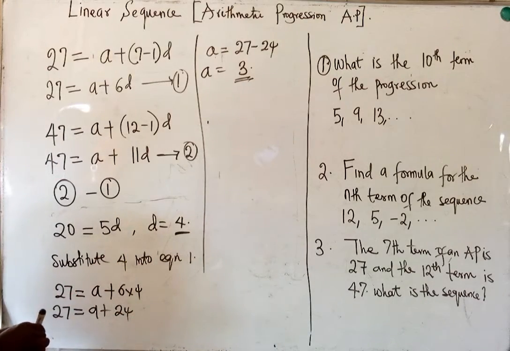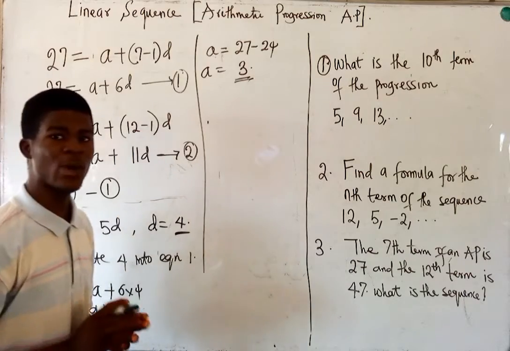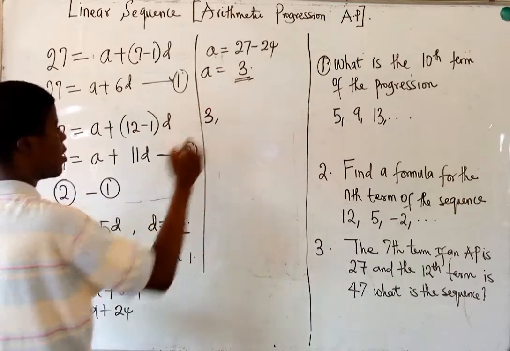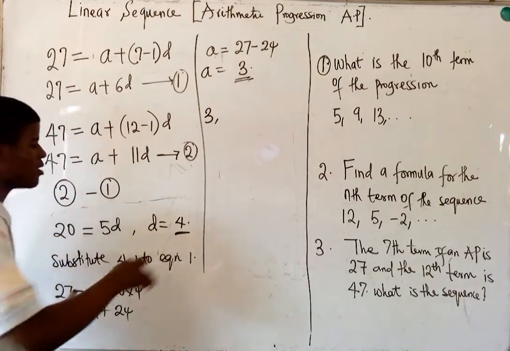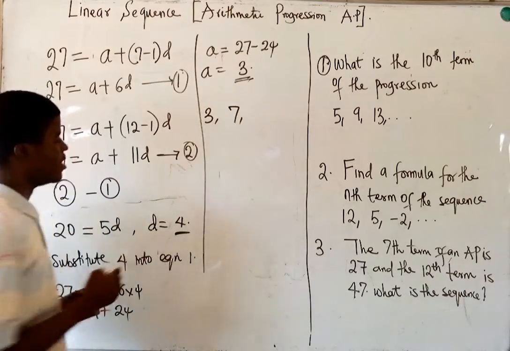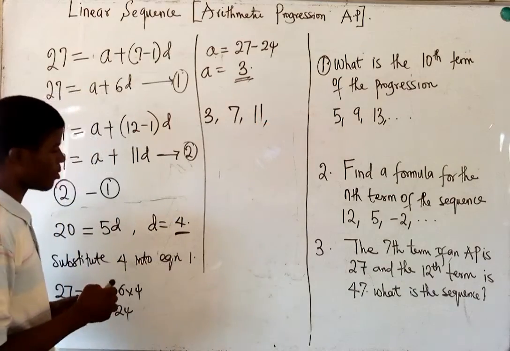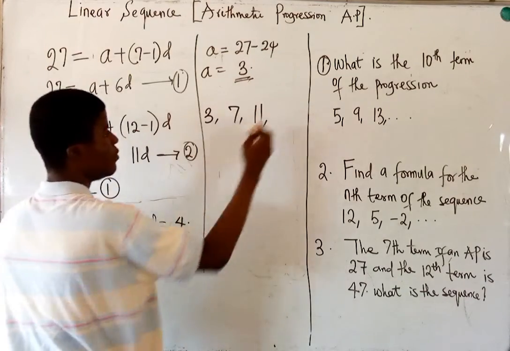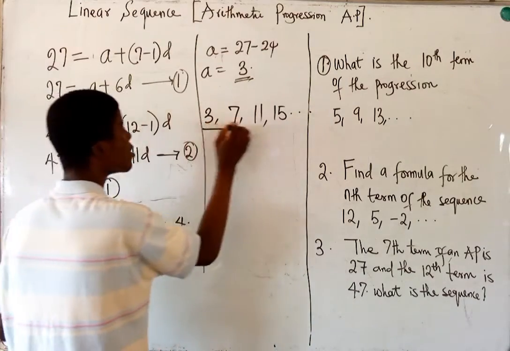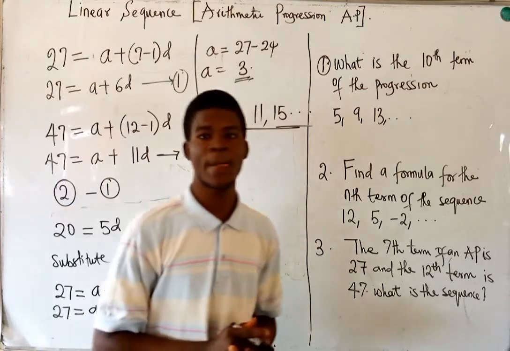Now we are asked to find the sequence. So note that a sequence always starts with the first term. So the first term is 3. To get the next term, I will add this common difference to the first term. 4 plus 3, 7. The next term, 4 plus 7, 11. The next term, 4 plus 11, 15. And the sequence continues that way. So this is the sequence that we are asked to calculate for as far as this third problem is concerned.